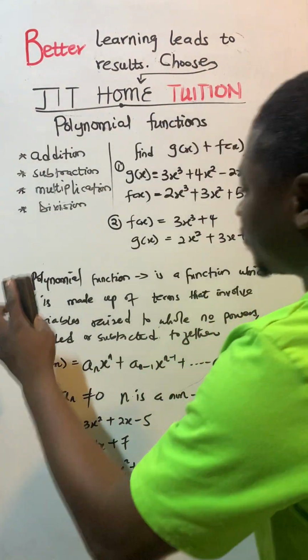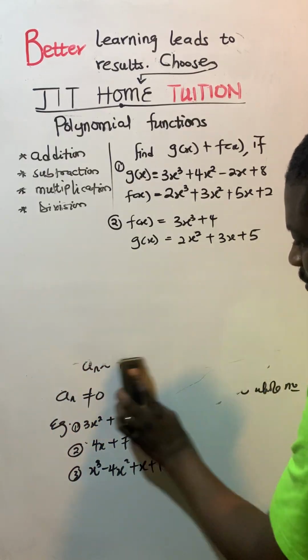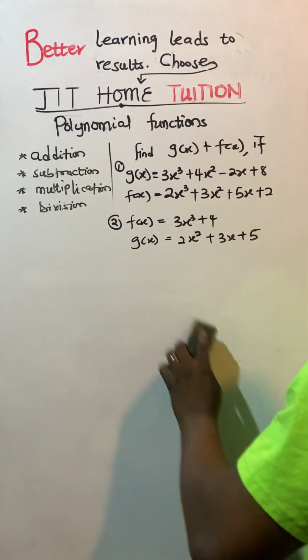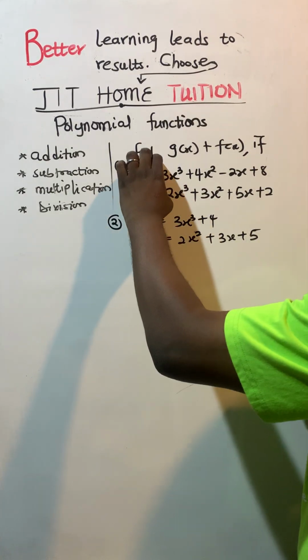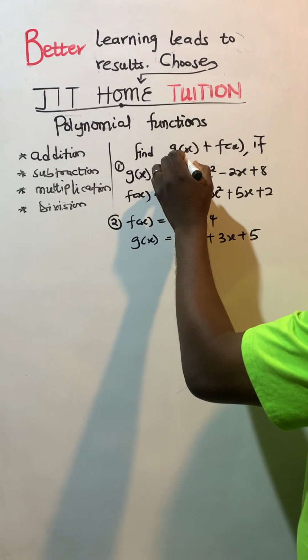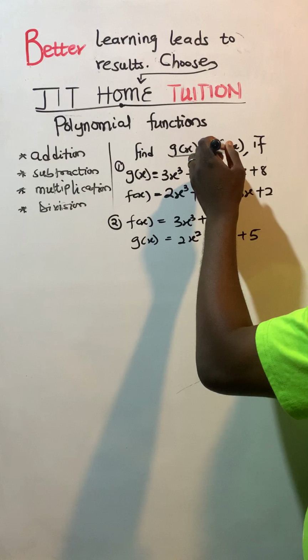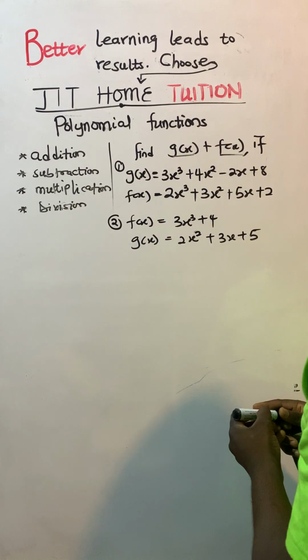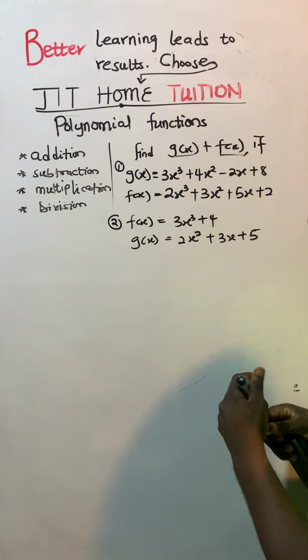Now, I've written some few questions over here. You have this and that. And the question is saying that find j of x plus f of x. How do we go about it?